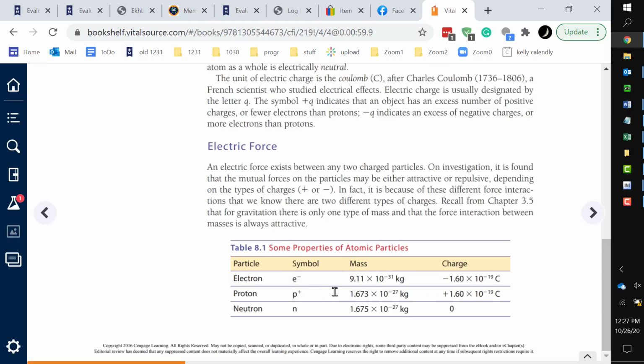So here we can see the masses of the different particles in kilograms, and that negative exponent means really tiny. And here's the charge measured in coulombs. So the charge of an electron is negative 1.60 times 10 to the negative 19th. So it's also a very tiny value in coulombs. And a proton is the same charge, but positive. And there's the neutron with a charge of 0.